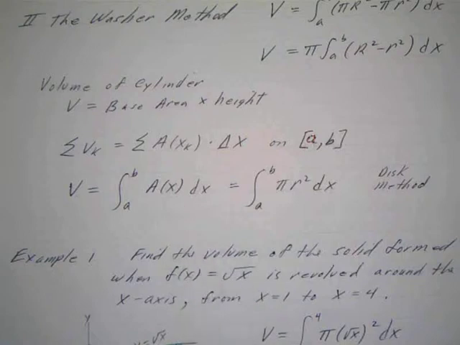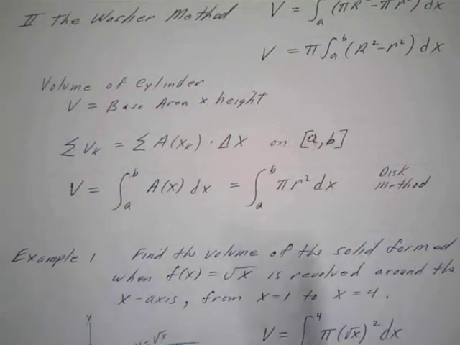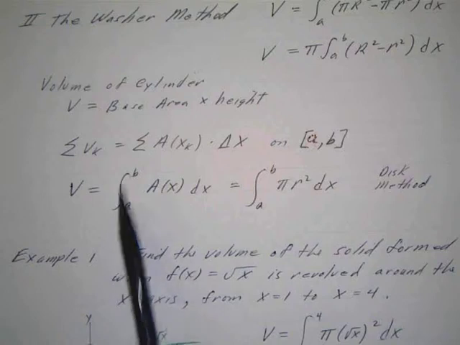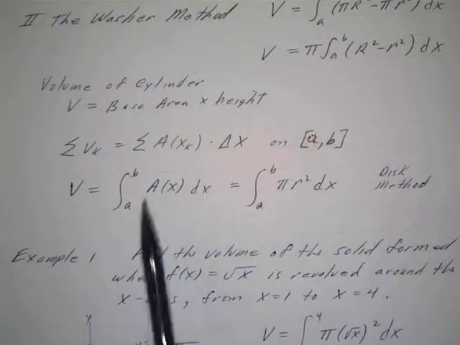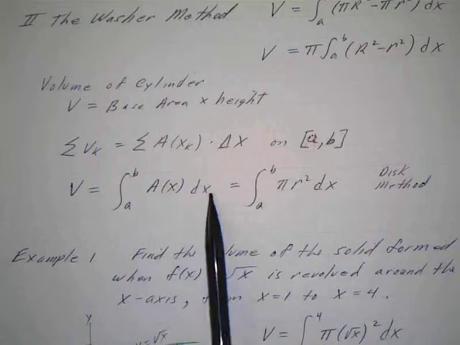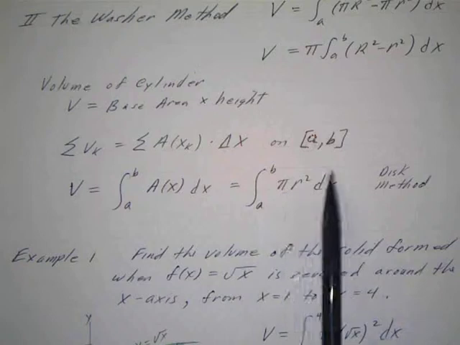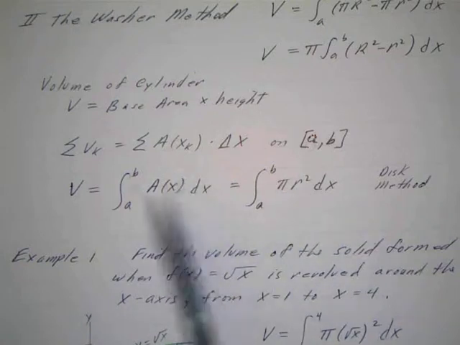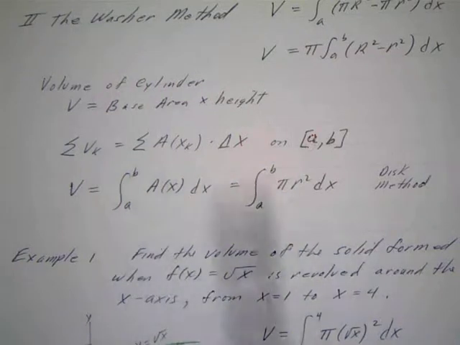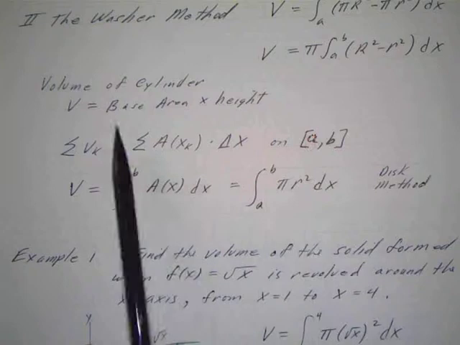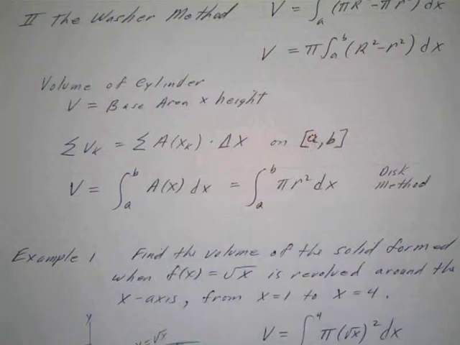And this is how we get our basic disk method formula. Volume equals the integral from a to b of the area of the disk, which is the area of a circle, times the thickness, which is going to be the dx. That's the delta x, the dx. And again, the base area of a cylinder is a circle. So there you go, that's your disk method.